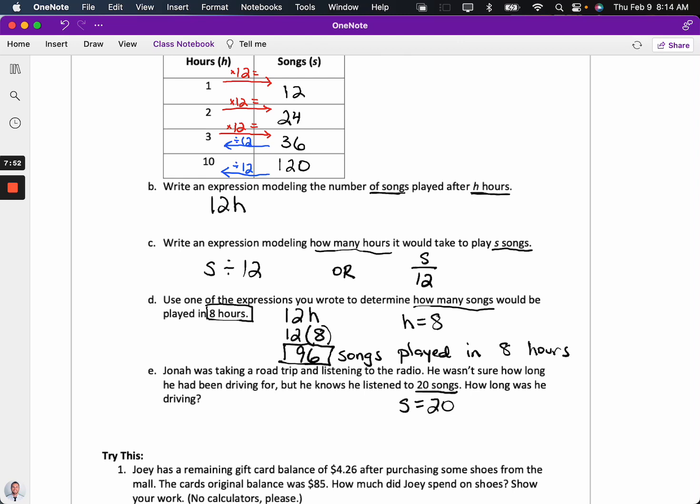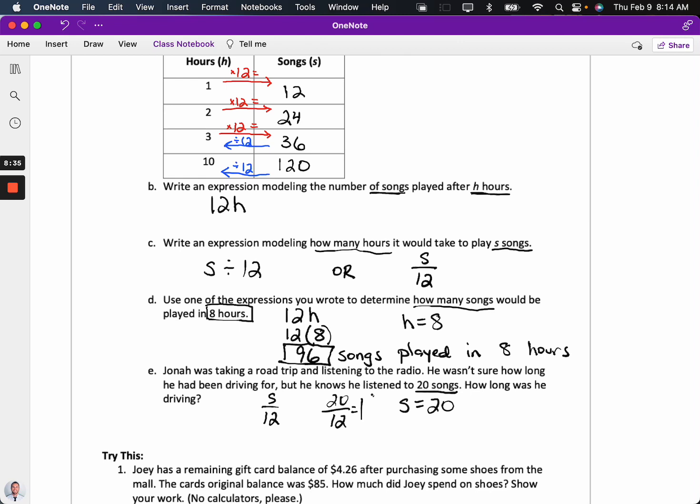So for this one, I'm going to have to use my expression that's S divided by 12. When I look at that expression, S divided by 12, now I can substitute in 20 for S. Replace that S with 20, and I end up with 20 divided by 12. Now, when we divide 20 by 12, we're not going to get a whole number quotient. That's okay. 12 goes into 20 one time, and then there's 8 left over.